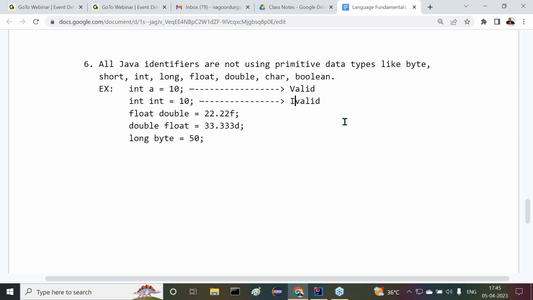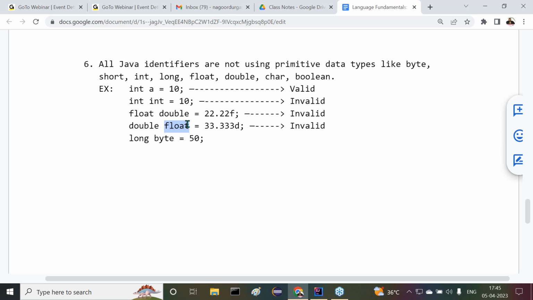This is invalid. Observe carefully. Next one: float double = 22.22f. Why? Because double is one of the primitive data types, but as a variable we are trying to use it. So this is invalid. Next one, after this, observe carefully: double float = 33.333d. What is the value we are getting now? Tell me. This is invalid. Why is it invalid? In place of a variable, we have used a data type. Float is a data type.